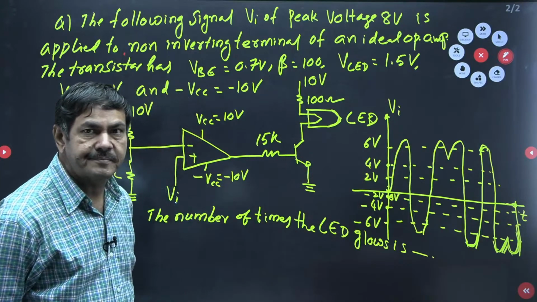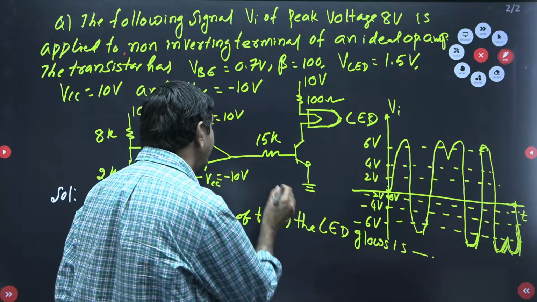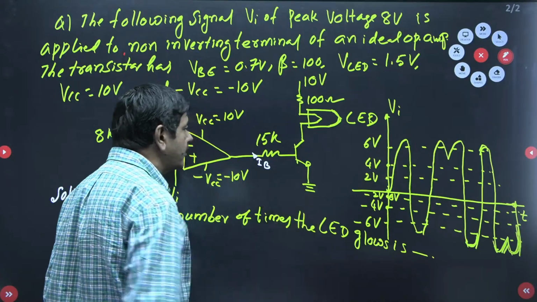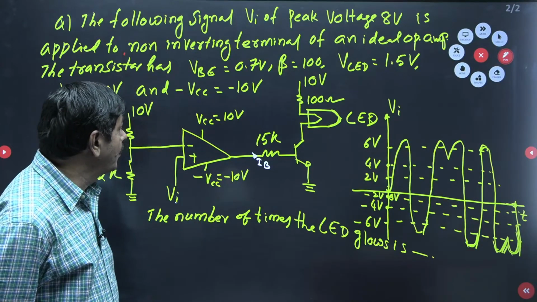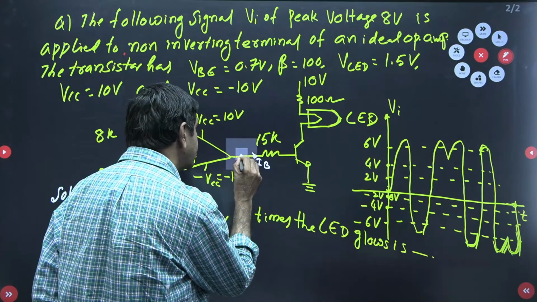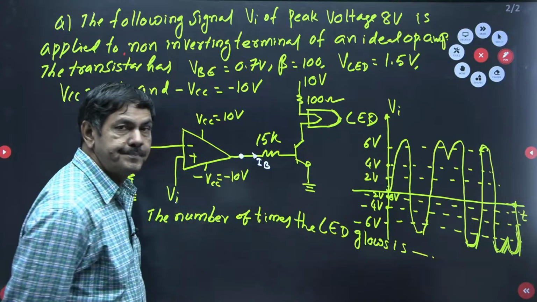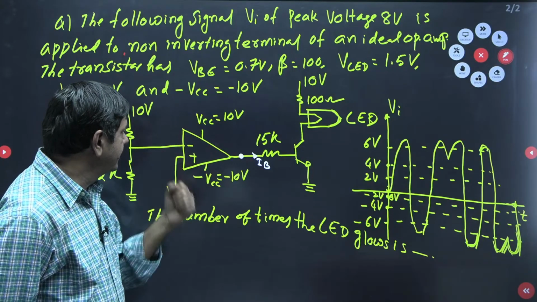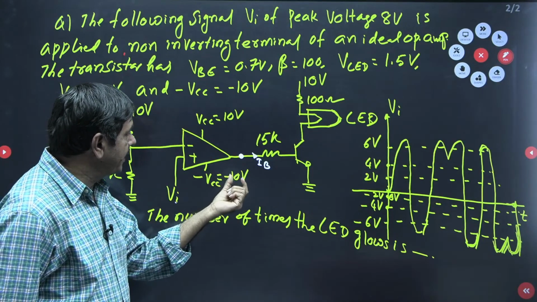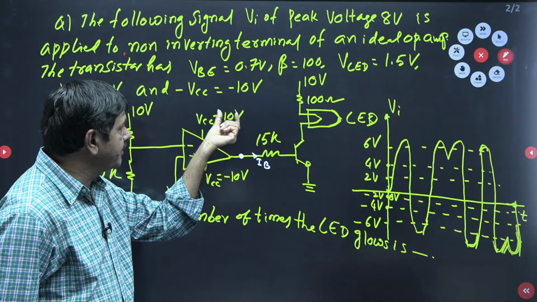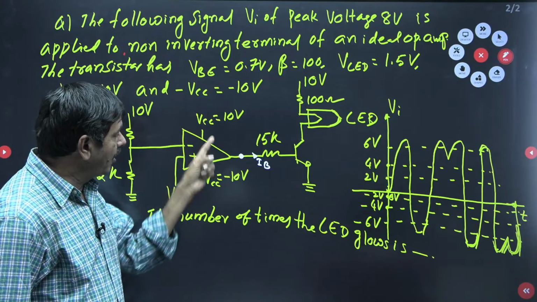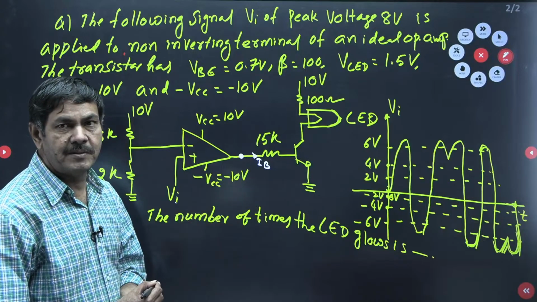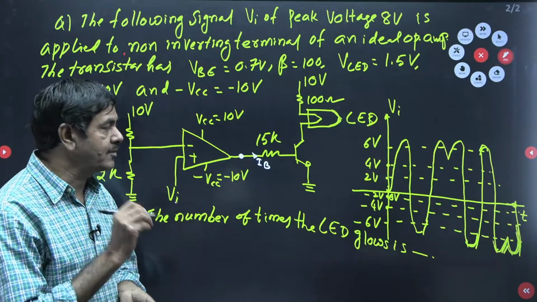Next question. The transistor is on when there is a base current. If base current is passing here, then only it can glow. When will base current flow? If I have positive potential at this base voltage. But here it is given one operational amplifier, where minus VCC is minus 10 volts and plus VCC is 10 volts. Out of these two voltages, which is required to operate the transistor? Is it a positive potential or negative potential? That is the first question.